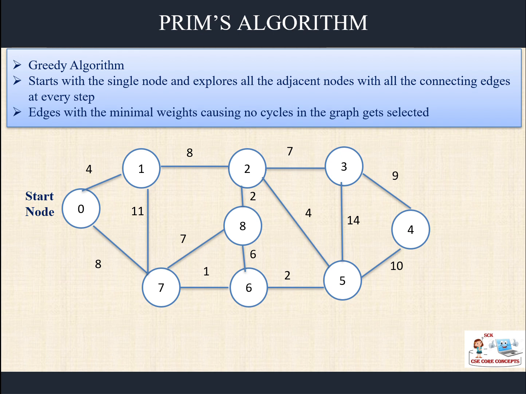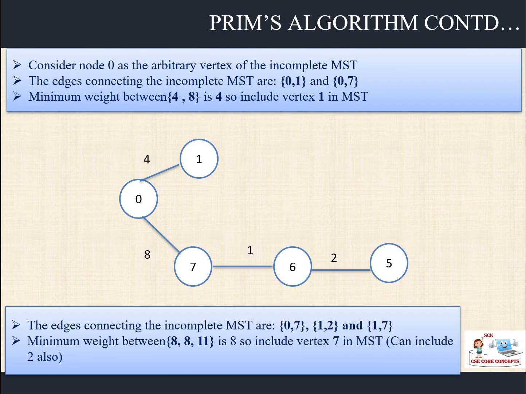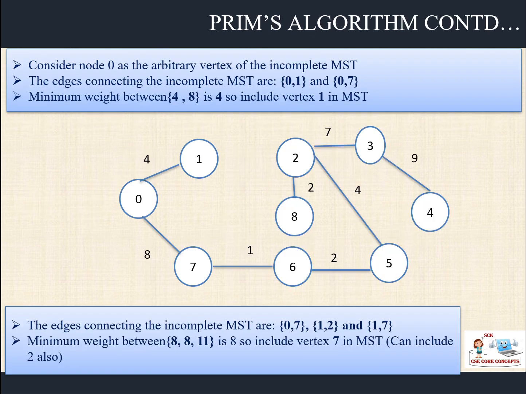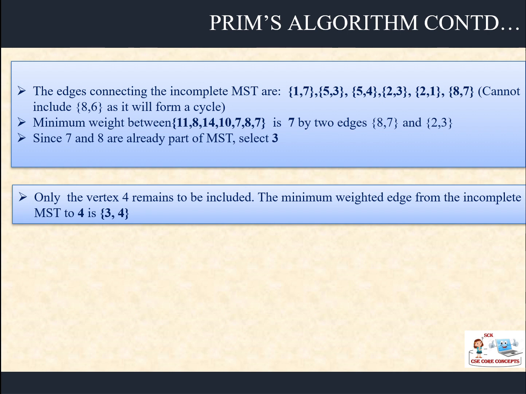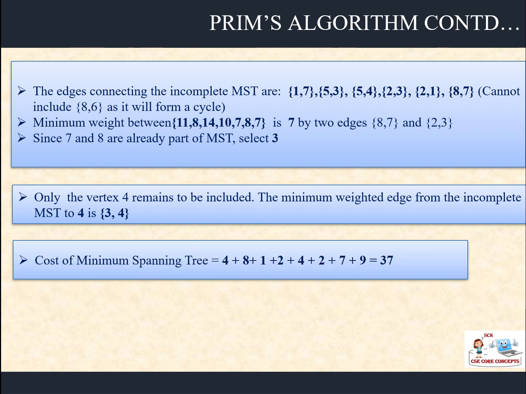So obviously even if it is not a minimum value, we can always use that. The minimum value from 3 is 7 to 2, but we cannot take it because it will form a cycle. So we have to select only 4, even though the weight is more. Understood? So this is how we are going to connect to the minimum spanning tree.